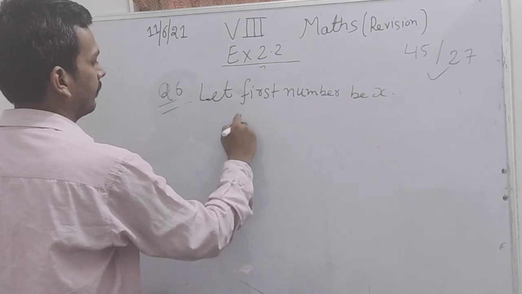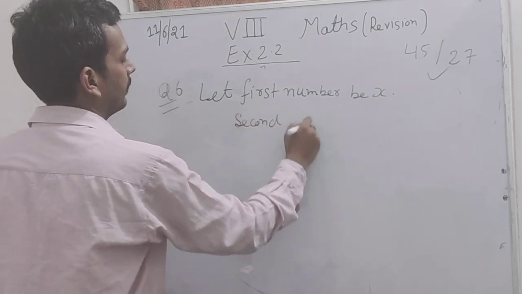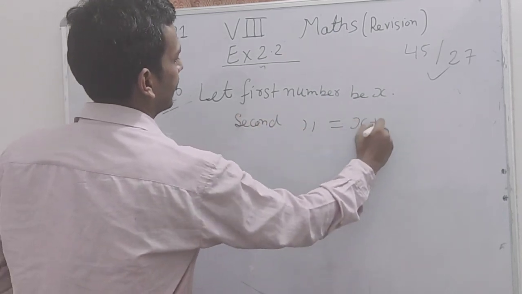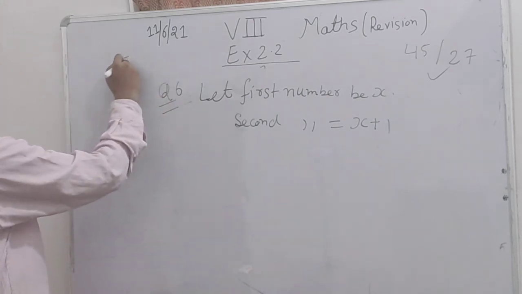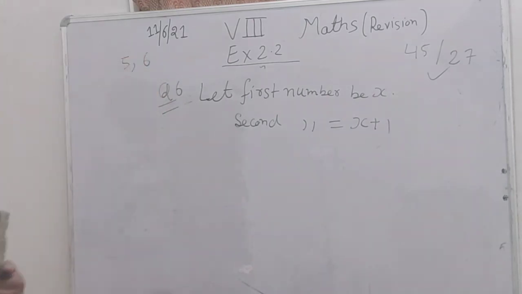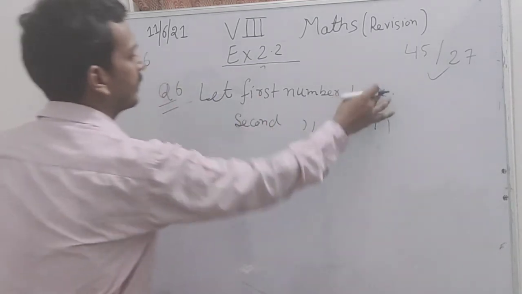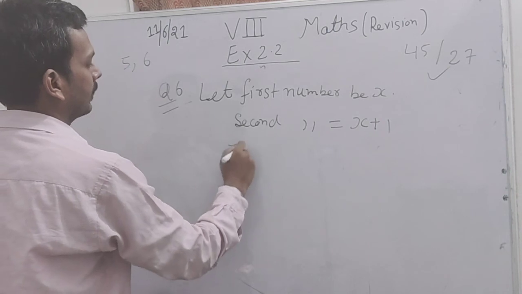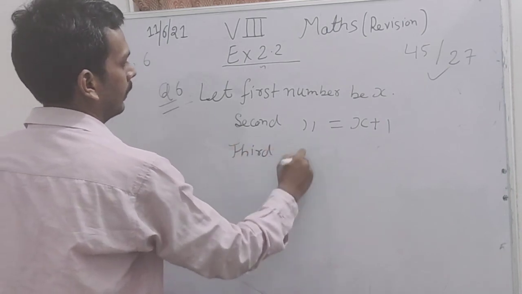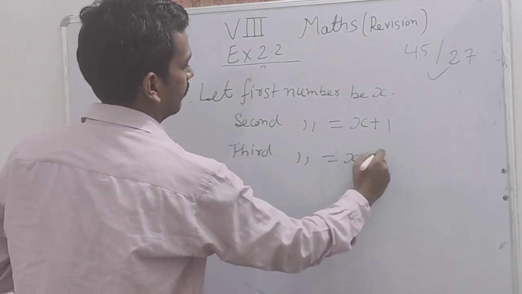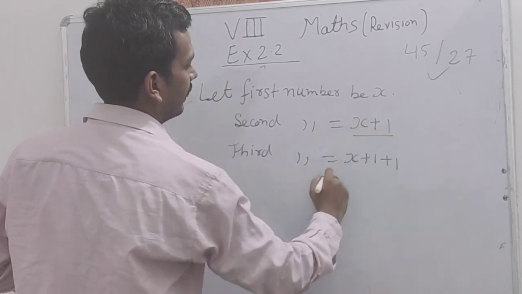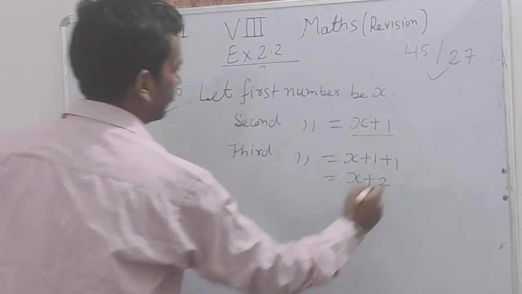What will be the second number? The second number will always be x plus 1. Why? If 5 is the first number, how will you obtain the second consecutive number? By adding 1. After 5 it will be 6. So after x it will be x plus 1. What will be the third number? The third number will be x plus 1 plus 1. It means in this number you will add 1. So it will be x plus 2.